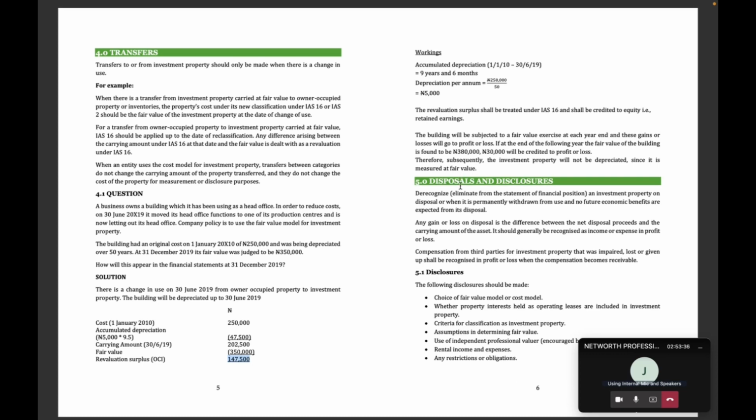So finally here are disposals and disclosure. Disposal is if you sell the investment property: you compare the sales proceeds with the carrying amount, and any gain or loss you have, take it to POL. The disclosure requirement is just telling us information that we might not find in the statement, like the choice of the model, the type of investment property, whether it is land or building, and how you determined the fair value, such as whether you used an independent valuer. You will see the disclosures that we have here.